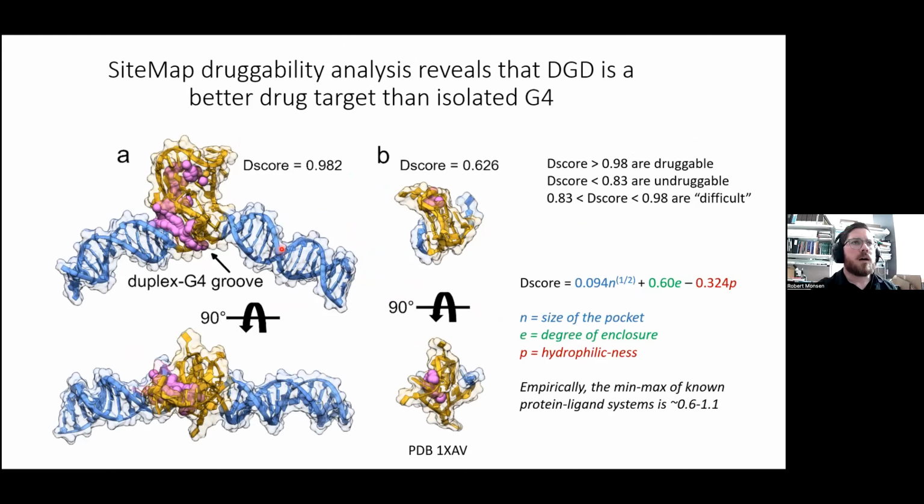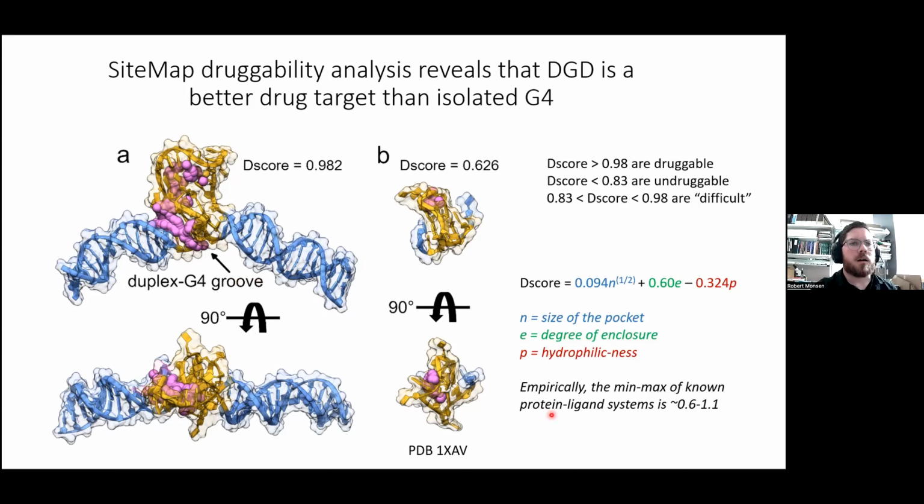What we were doing with this is what's called a SiteMap druggability analysis. We're comparing these 2 models. This is the DGD model with the poly-dT swapped for the actual reverse complement. And this is the 1XAV quadruplex that we use in our DGD model, the NMR structure. SiteMap takes in these 2 models and searches the entire structure and identifies the best, most druggable sites in both cases.